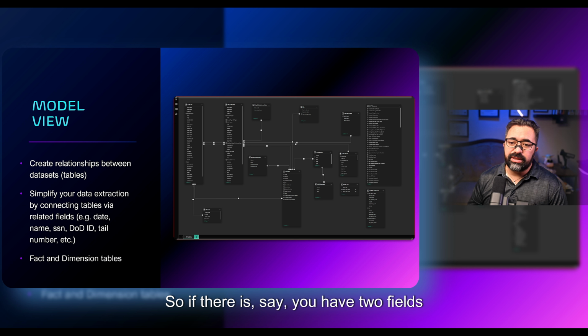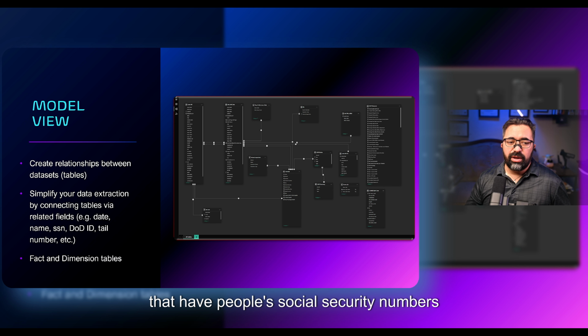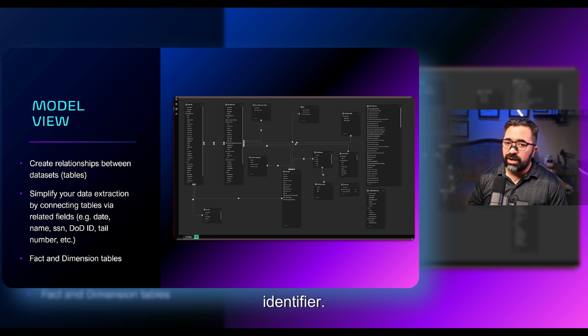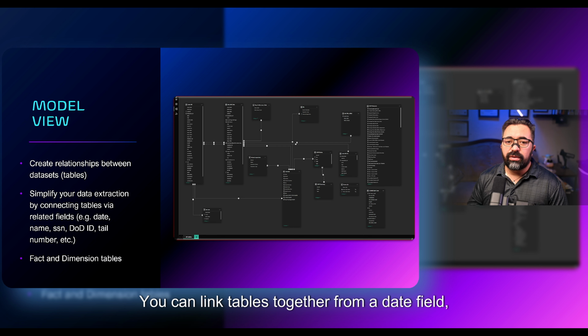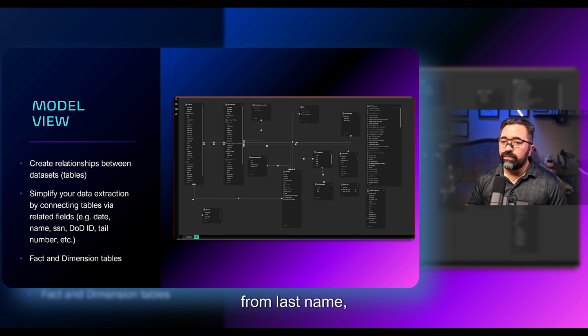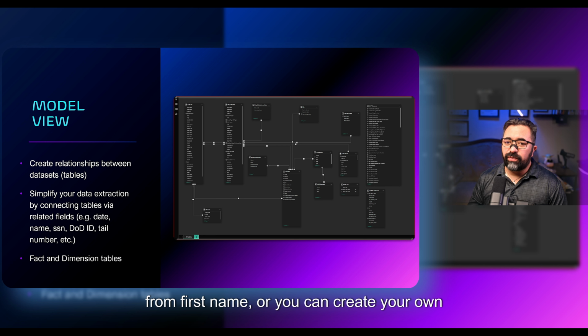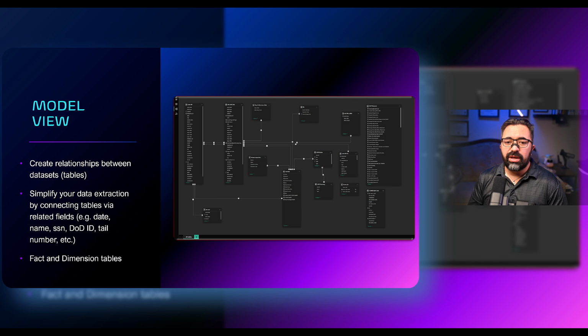So if, say, you have 2 fields that have people's social security numbers in there, you can use that because it's a unique identifier. You can link tables together from a date field, from last name, from first name, or you can create your own unique identifiers by combining first name, last name, or last name, first name, and then that becoming the unique identifier, and then linking those through a relationship.